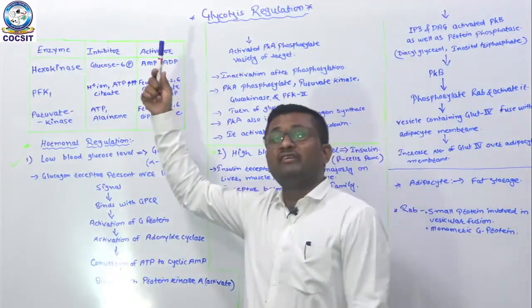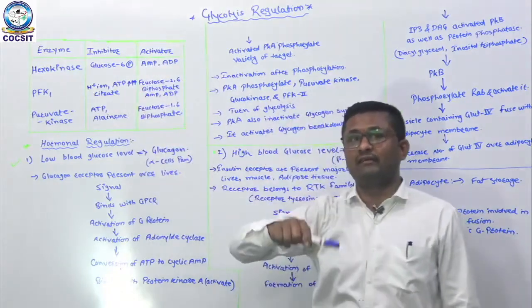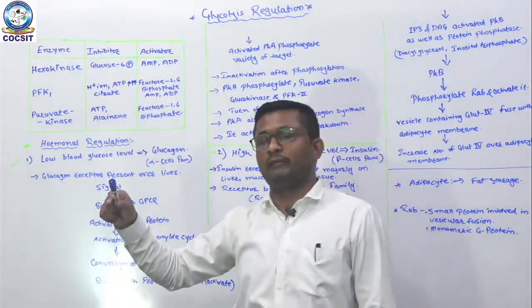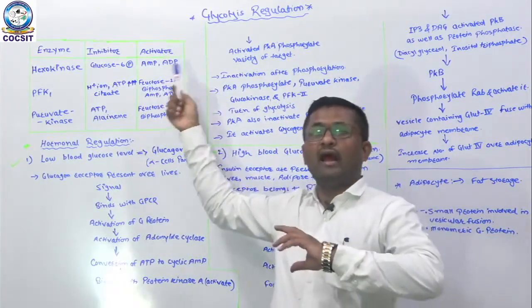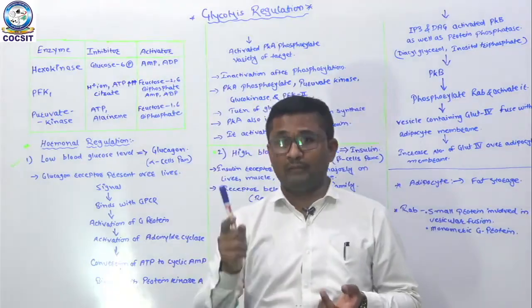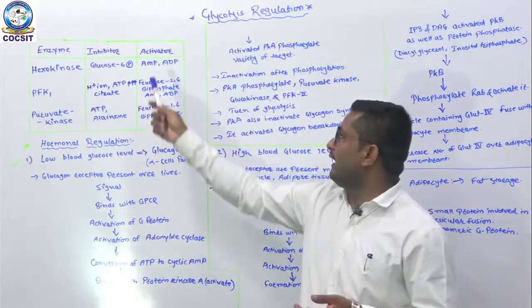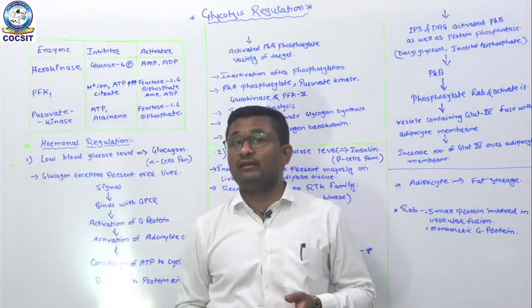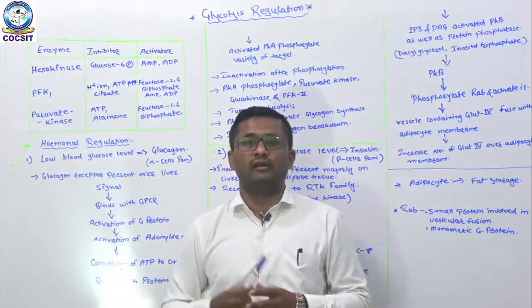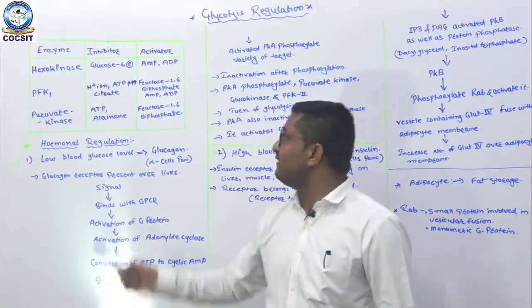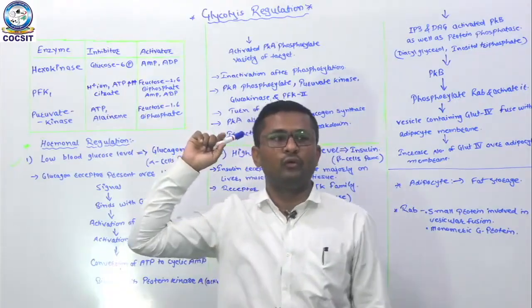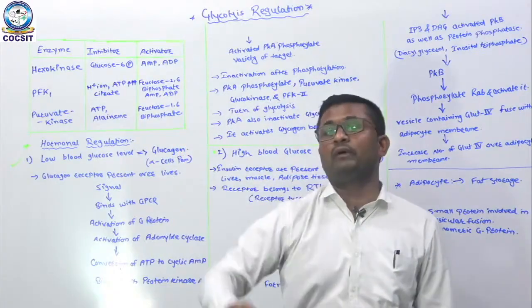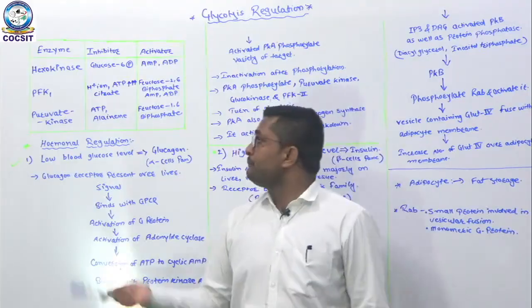Similarly, in which condition will it catalyze the conversion of glucose to glucose 6 phosphate? When the concentration of AMP and ADP is high, that means there is a lack of ATP. If AMP and ADP concentration is high in the cell, hexokinase now has to convert glucose into glucose 6 phosphate in order to perform glycolysis.